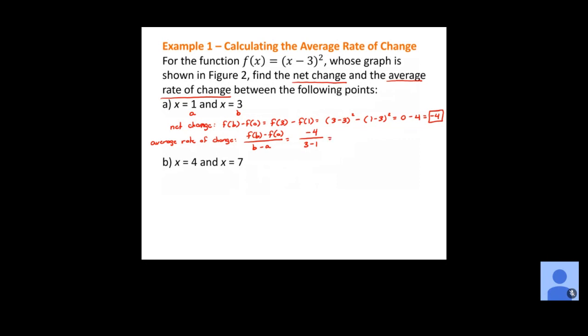Okay, so now we just have to simplify that. So we're going to have negative 4 over 2. And if I divide negative 4 by 2, that's going to give us negative 2. And so my average rate of change along that function between the values of 1 and 3 is going to be negative 2. Or in other words, the slope of the secant line between 1 and 3 on my graph should be a negative 2.